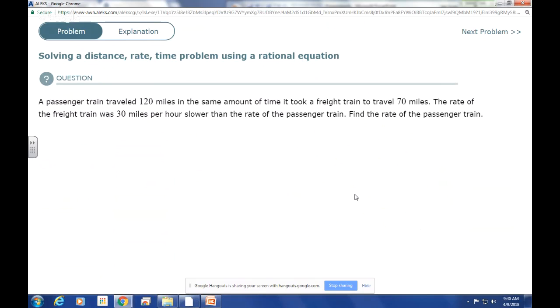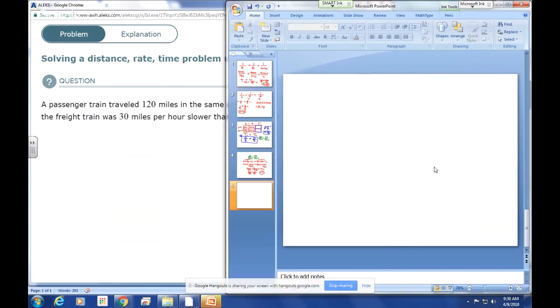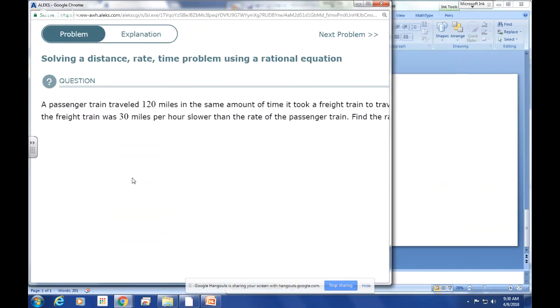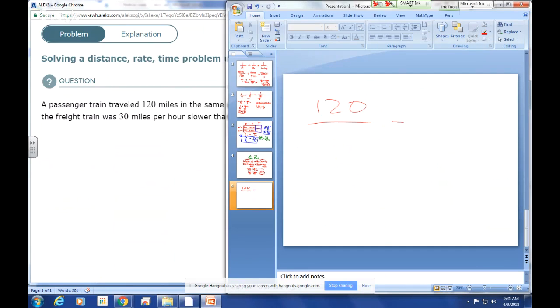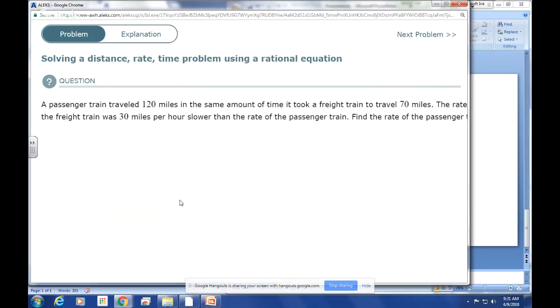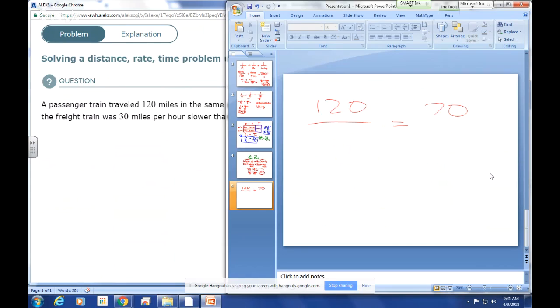Now they're telling me that it's 30 miles per hour slower than the other one. I would say 120. I would just go straight to this. The distance of the other one was 70. So 120 distance gave me 70. They say that this one's 30 miles per hour slower. So which one's the slower one, 120 or 70? So that means that this one is x minus 30 and that this one is just x.